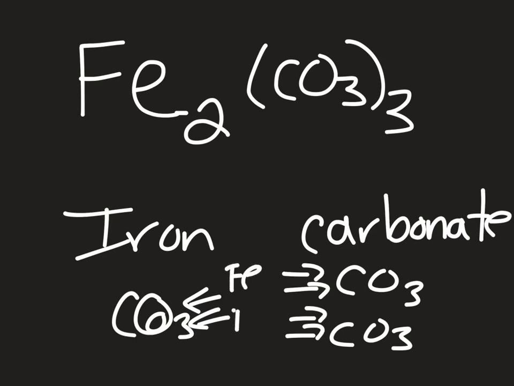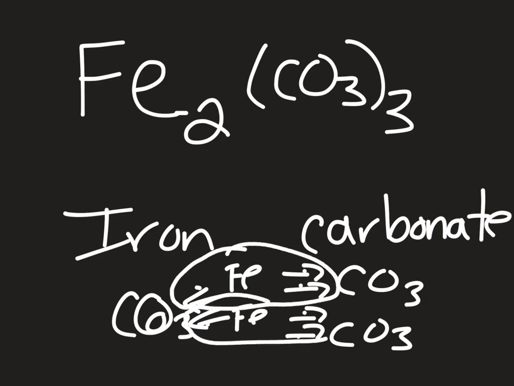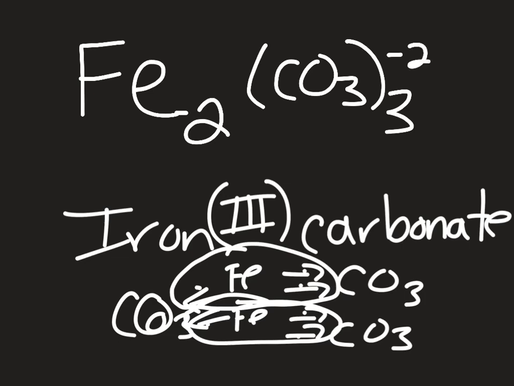This tells me that there's 2 iron. So let's look. If we've got 1, 2, 3, 4, 5, 6 electrons being given, then that means this iron gave 3. This iron gave 3. This is iron Roman numeral 3 carbonate. Another way you could do it is if each carbonate is taking 2, there's 6 being taken. 6 being given means that the individual iron has to give 3.